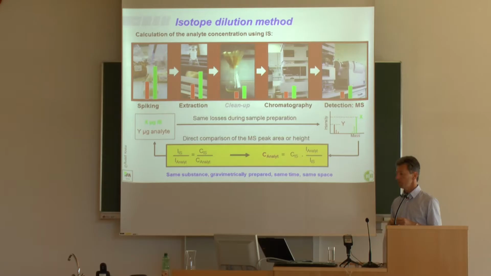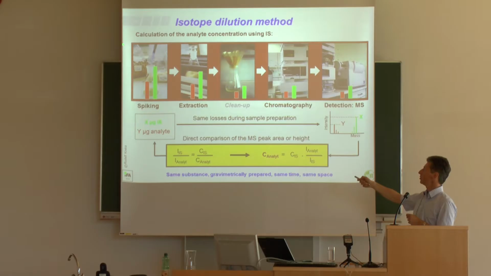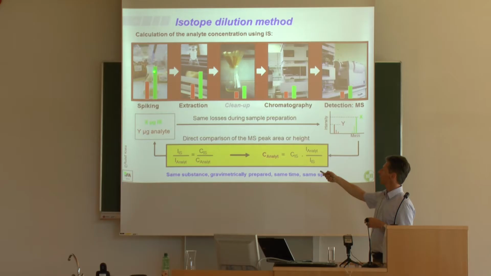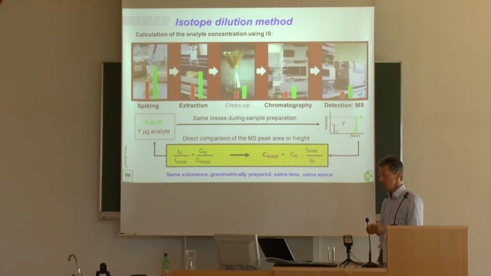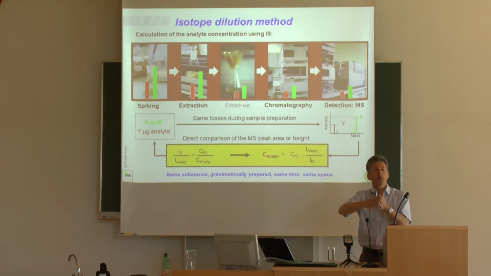You will also hear during the week about isotope dilution methods, where you add to your analyte of interest, which is displayed in red, an internal standard, displayed in green. The idea is that the internal standard is the same compound as the one you want to detect. Let's say for deoxynivalenol, you've got 15 carbon atoms, I think. Then you have a mass which is 15 higher when all C12 isotopes are replaced by C13 isotopes.